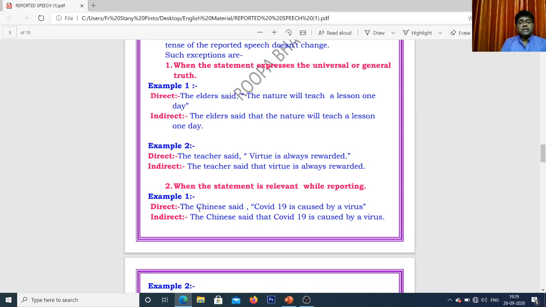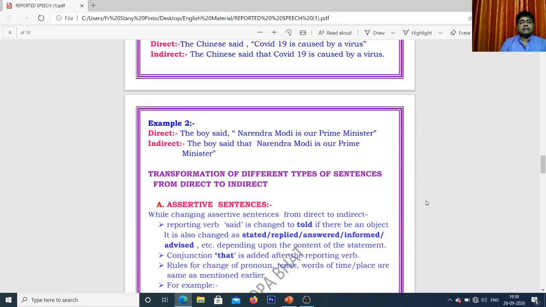Then, when the statement is relevant while reporting, it doesn't change. For example, if it is relevant to the time, then it doesn't change. What is that? See here, the Chinese said COVID-19 is caused by a virus. This is relevant for the time. So, no change of tense. The Chinese said that COVID-19 is caused by a virus. Cannot be COVID-19 was caused by a virus because it is relevant for the time. Maybe after 10 years, things may change. Then we will see because it is not relevant then.